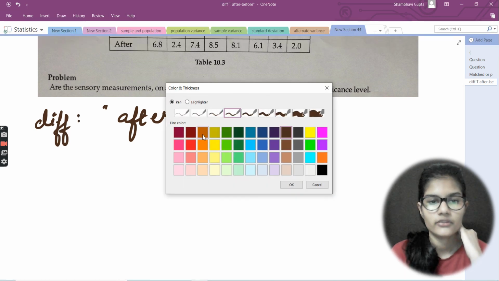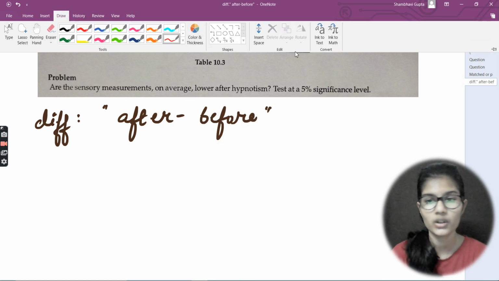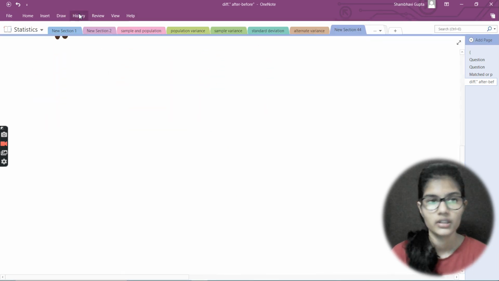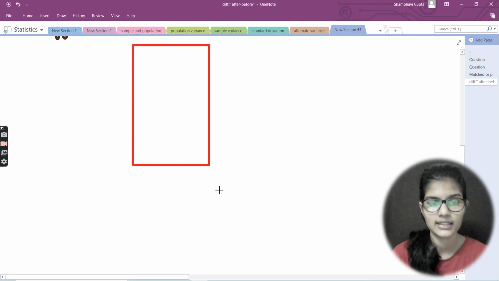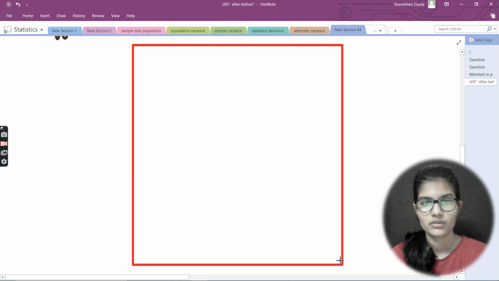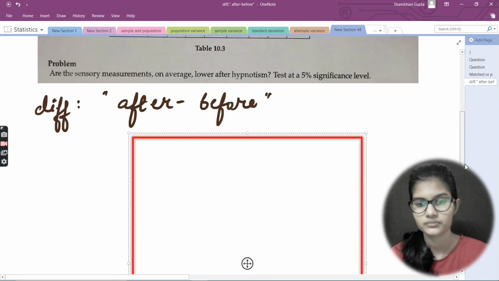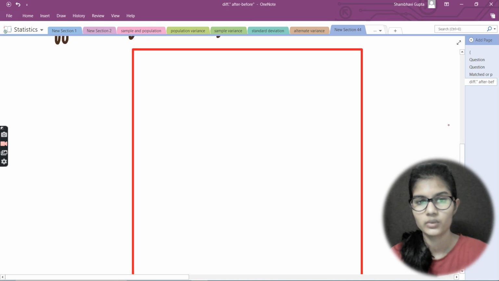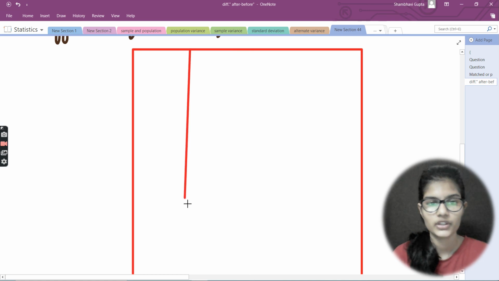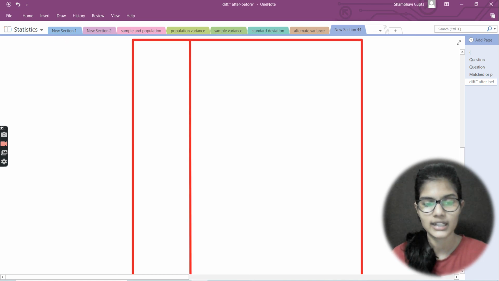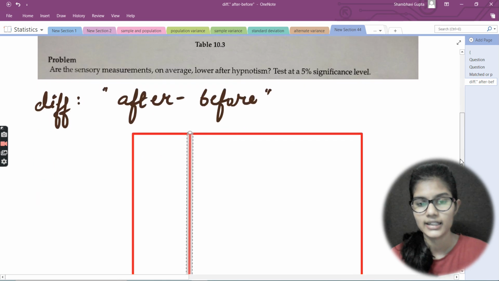Let me take out a color so that we can start writing the other things, and let me make a box as well. First of all, let me move down, because you'll need this much space for making the table, since the table is a little large. We could divide this into three parts: the first would have the after, before, and the difference as well.